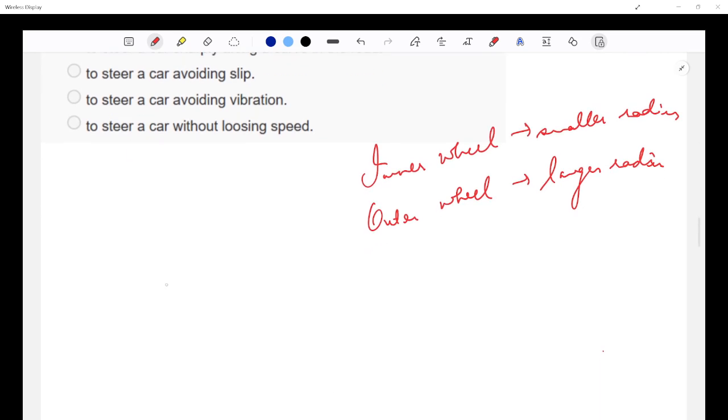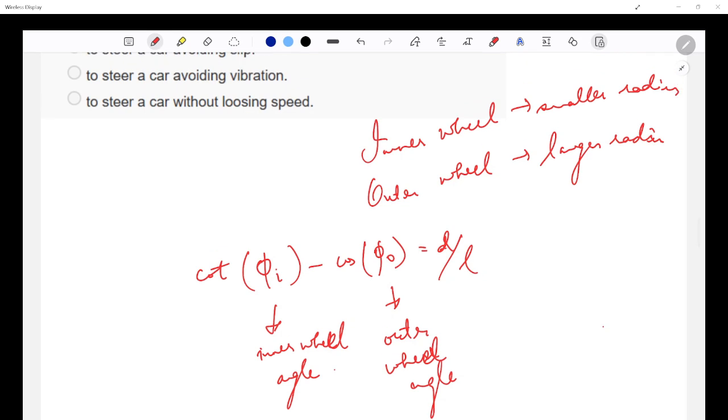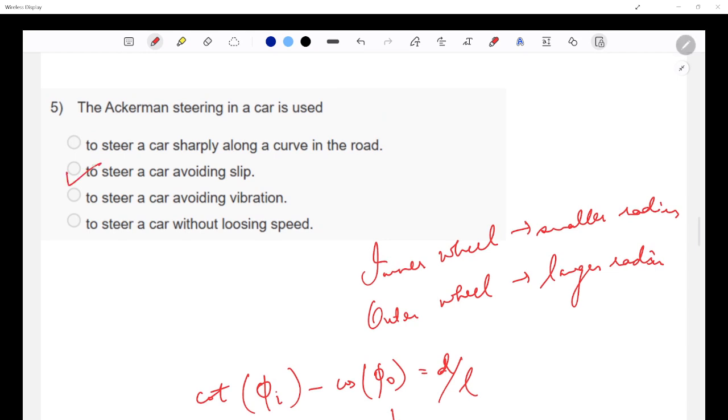Okay. So Ackermann's steering condition we have already seen. It is cot phi I minus cot phi O is equal to d by L. So this is the inner wheel angle and this is the outer wheel angle. Okay, so it ensures that all wheels intersect at the same ICR and there is no slip. Okay, so the option to steer a car avoiding slip is correct because this is the main purpose. It ensures pure rolling condition.